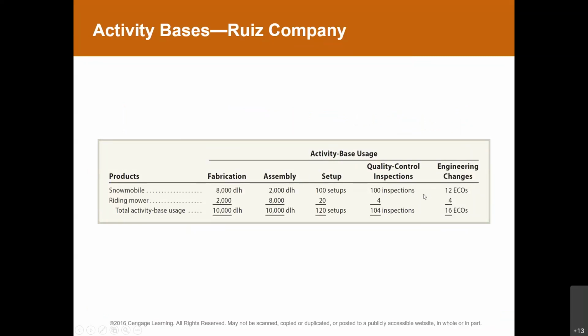Now, this is basically a graphical representation of how many changes we're going to do. So we said that fabrication and assembly is 10,000 hours each. Setup, there's going to be a total of 120 setups. That's 100 snowmobile setups and 20 lawnmower setups. 104 inspections total and 16 engineering changes total.